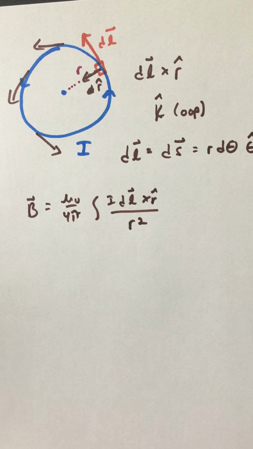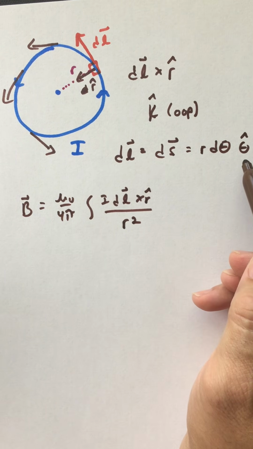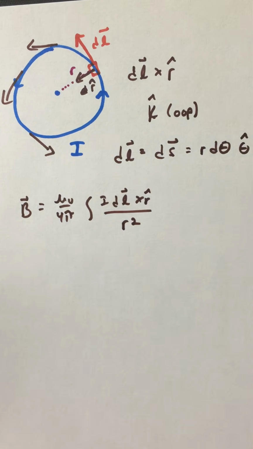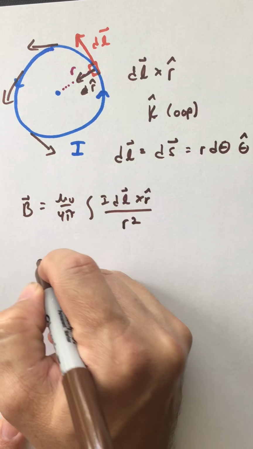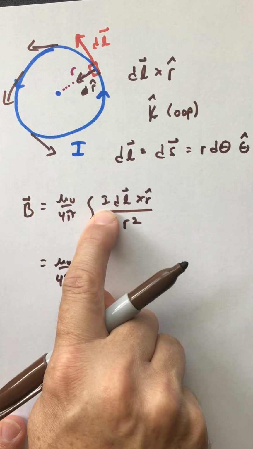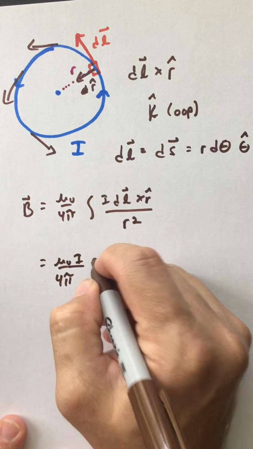I've already taken care of the dL. dL is going to be written as r dθ θ-hat, right? And then r-hat will be here. So I can rewrite this as μ₀ over 4π. Oh, let me take out the current. The current is constant. μ₀I.